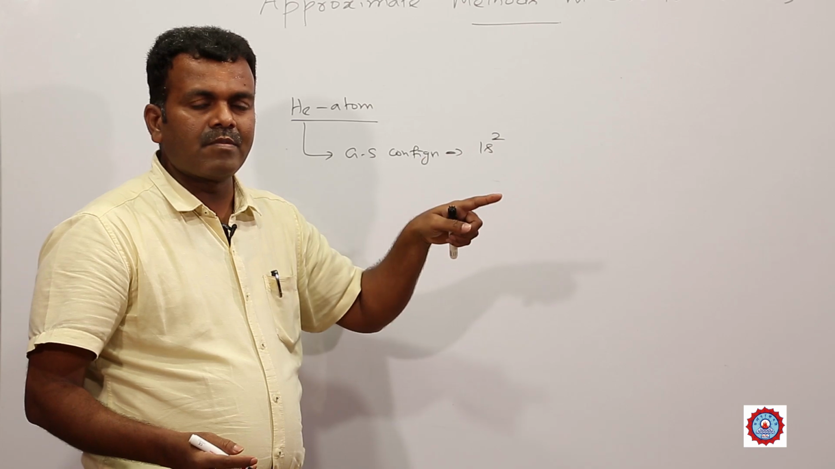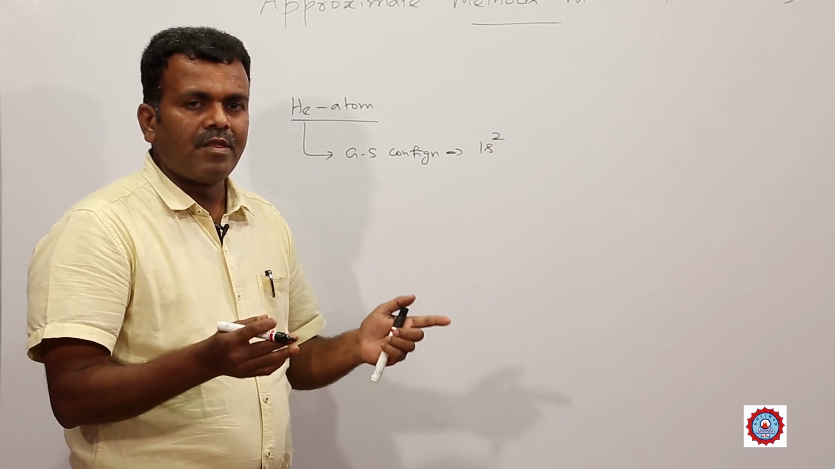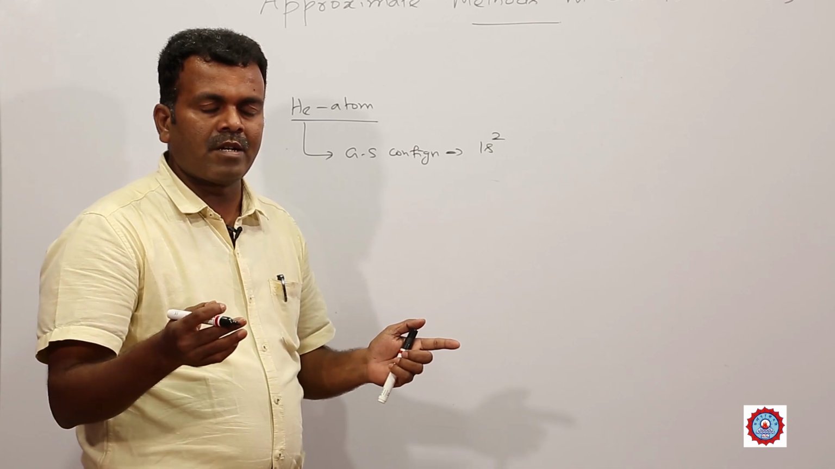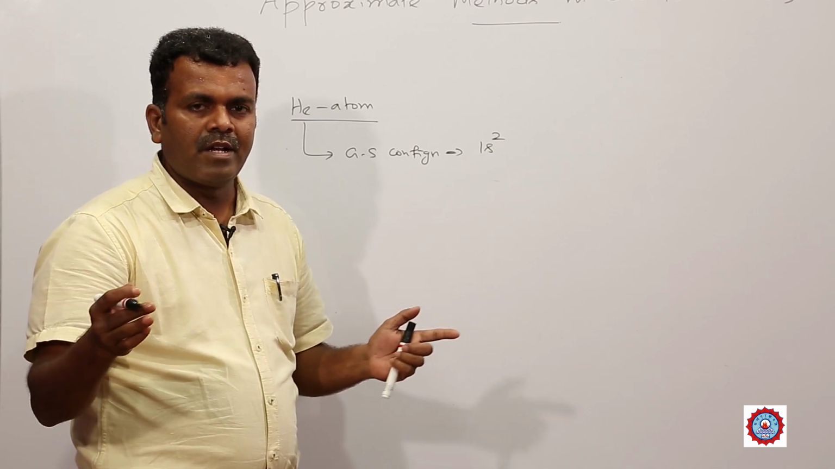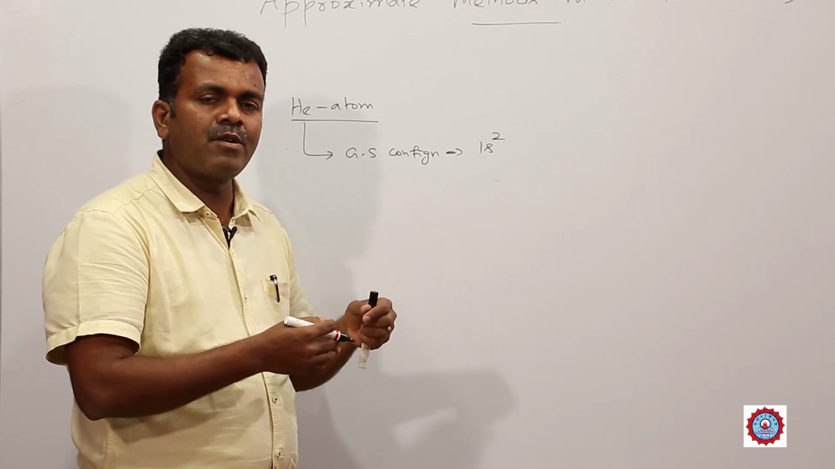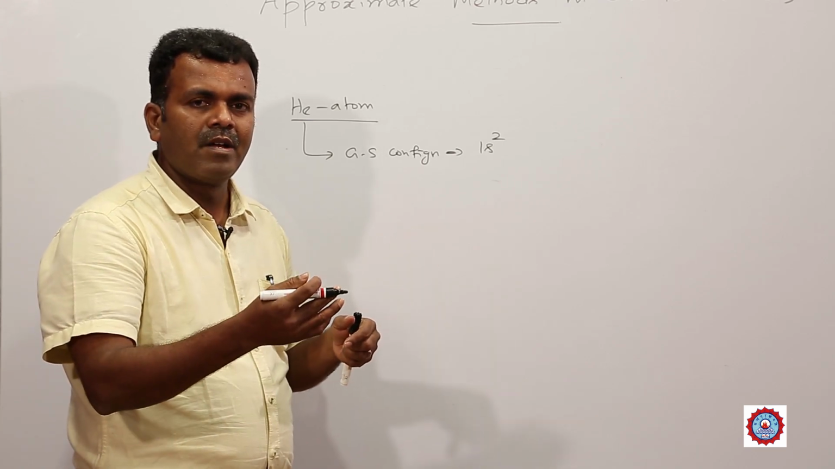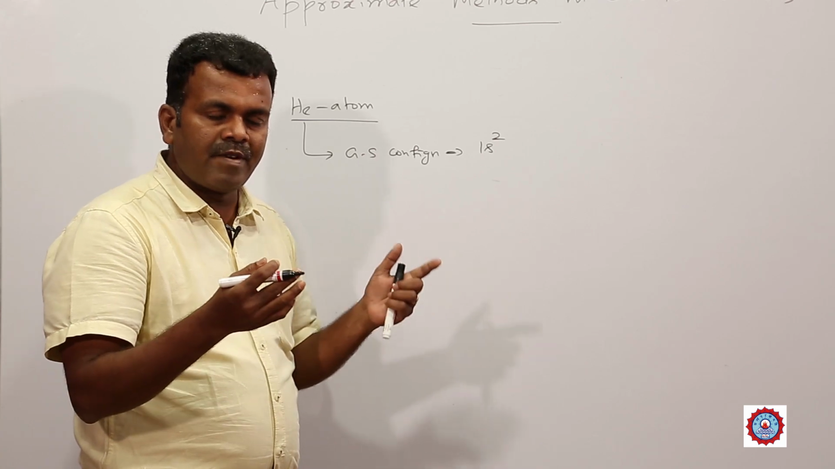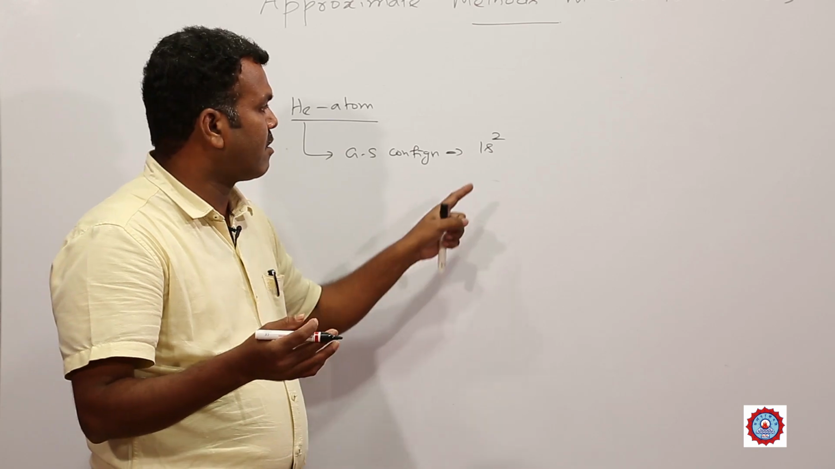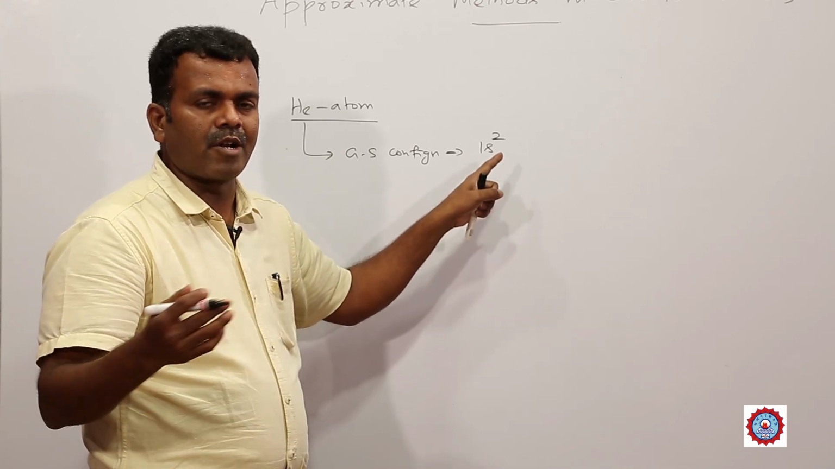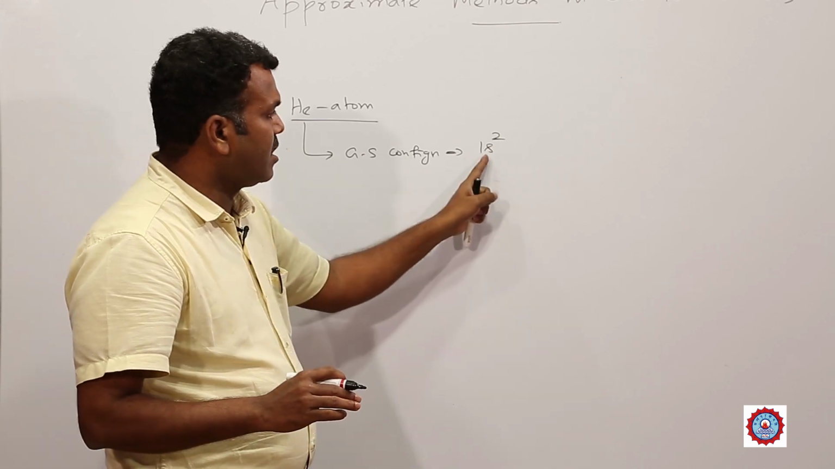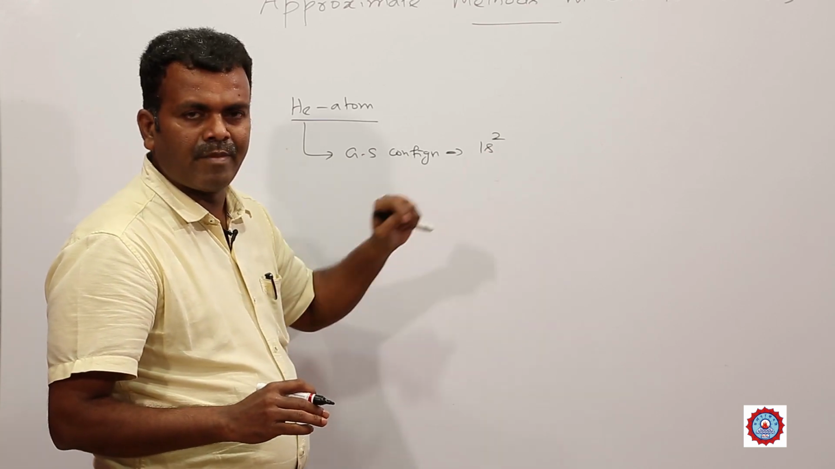From the hydrogen atom solution, we got the wave function for the 1s orbital, 2s orbital, 3s, 2px, 2pz, everything. That is applicable only for the hydrogen atom. But if you go beyond the hydrogen atom, we do not know the wave function for the other orbitals. Right now we do not know the wave function for the 1s orbital of the helium atom.